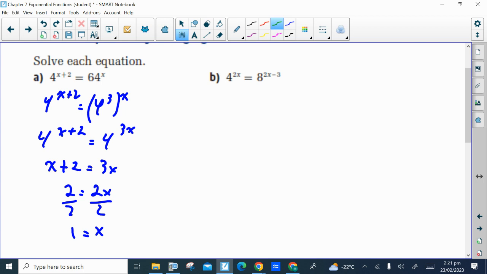For question B, the only way we can express 8 as a power of 4 is if we use a rational exponent. It can be done, but you'd have to figure out what rational exponent, 4 to what power equals 8. So in this case it's better to write them both with a power of 2. 4 is 2 squared to the 2x. It equals 8, which is 2 cubed to the 2x minus 3. Before we can say the exponents are equal, we have to first express both sides as a single power with the same base by multiplying out those exponents.